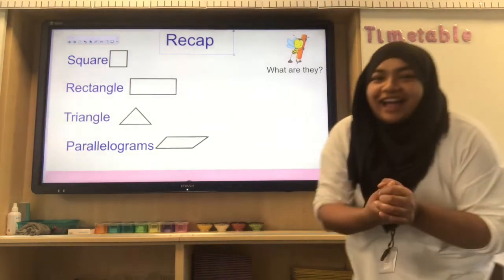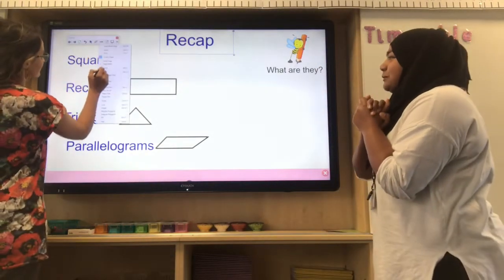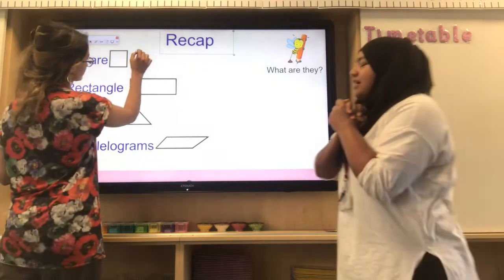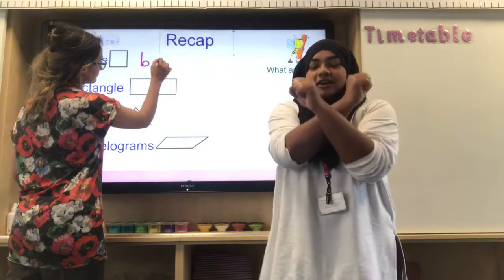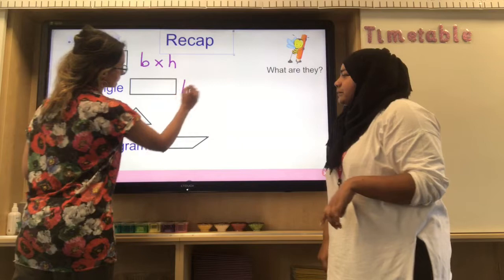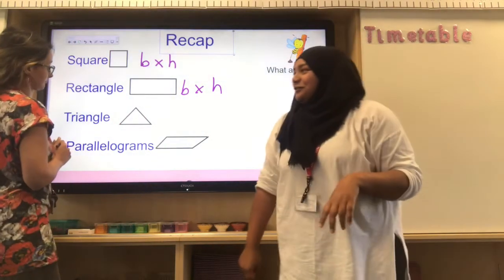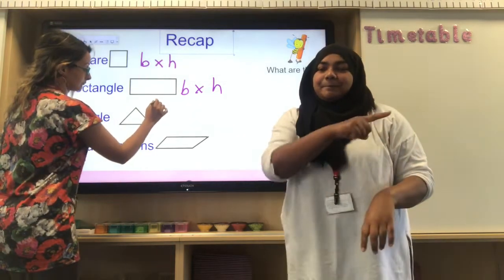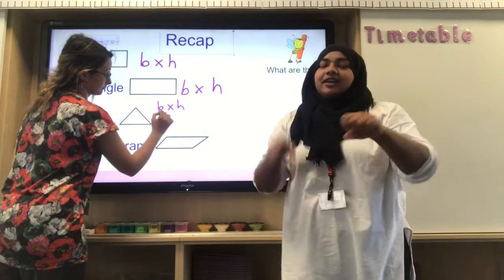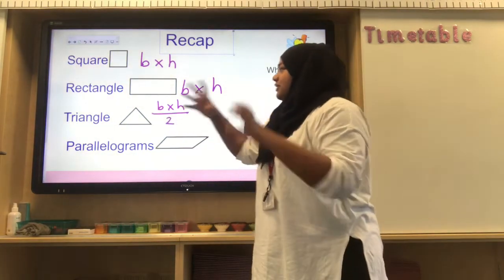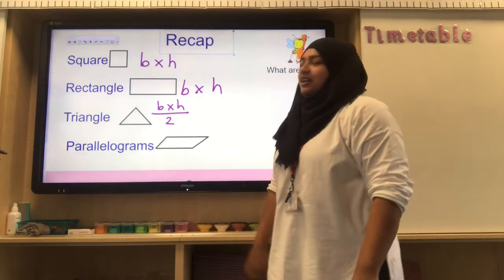And we're back. Right, so Mrs. Gale, should we go through the formulas really quickly? Yep, go on. So then, for square and rectangle, we know it's exactly the same. So we know it's base times height. For the triangle, we've just had a look at the triangle. So it's base times height divided by 2. And we divide it by 2 because if you put two triangles together, it creates a rectangle.